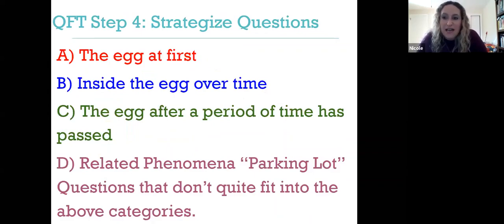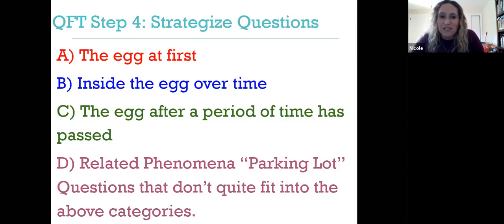The way that I do that with students is you could come up with these categories together. Usually we come up with these during the consensus model step, where we do a model together as a class. But in the model with the egg, point A of the model is where you have just the egg. Then point B is the egg sitting around over time. Point C is more time has passed, and point D is related phenomena that don't quite fit into the above category. So it's really a time-related scale, like the egg at first, to letter C, when the egg either is going to hatch or not going to hatch. Those are the categories that the kids are going to categorize their questions into.